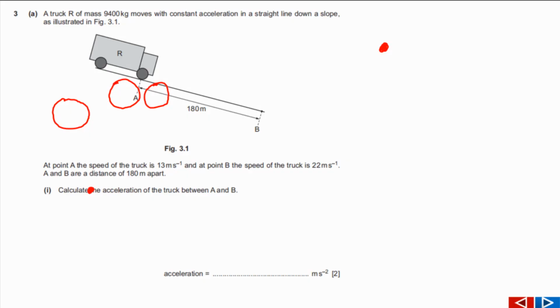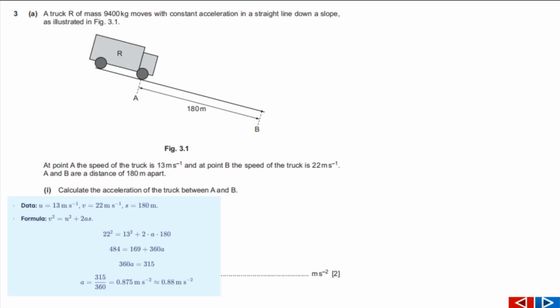For this part, we need to calculate acceleration. Acceleration in this case will be constant, so we can simply use the SUVAT equation. So we can use this equation, plug in values and we will be able to get the value of acceleration.